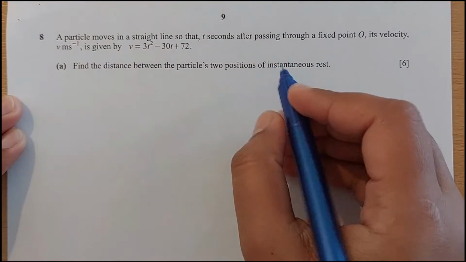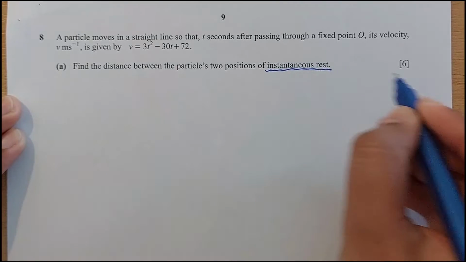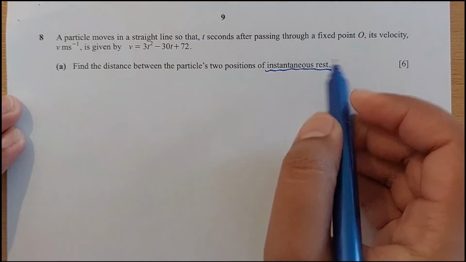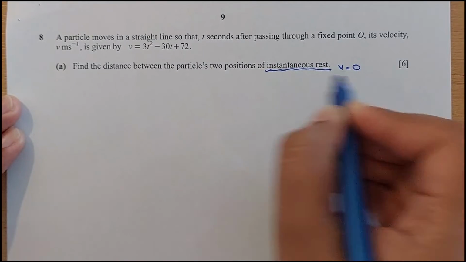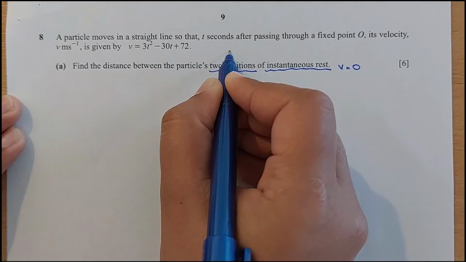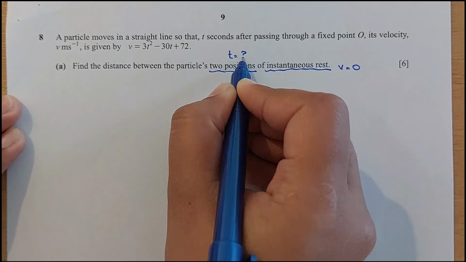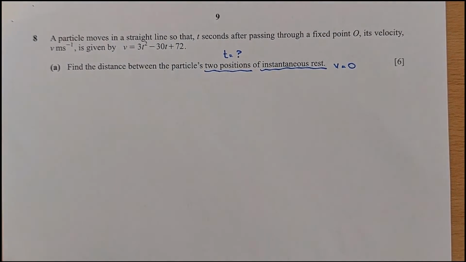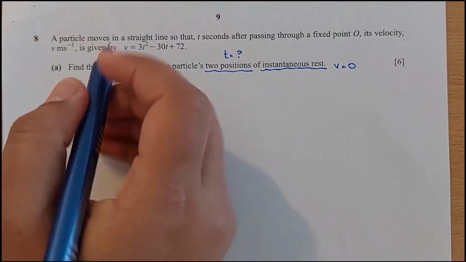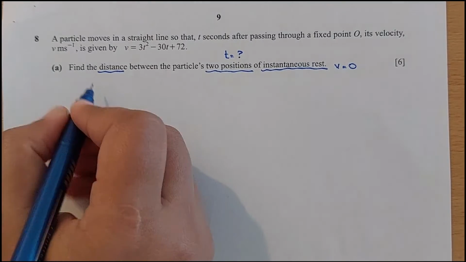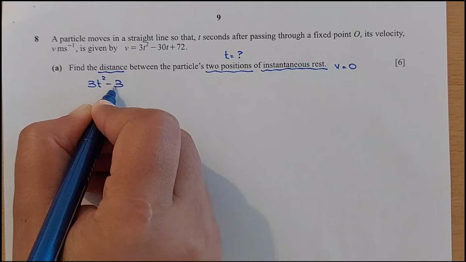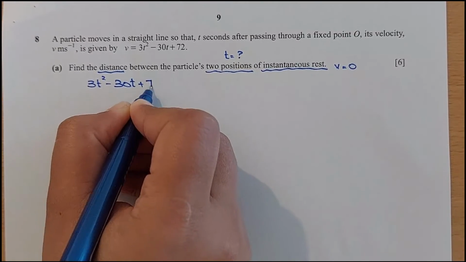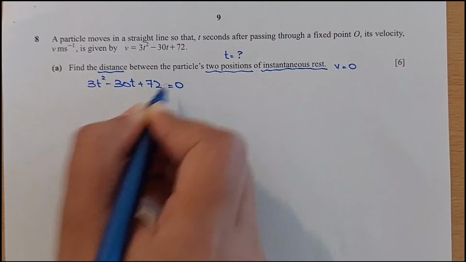So we need to find the positions of instantaneous rest first. When the particle is at rest, it means its velocity is 0. So basically we need to find the two values of time when the velocity equals 0. Let me substitute, then we will do the distance. So when the velocity is 0, 3t square minus 30t plus 72 equals 0.